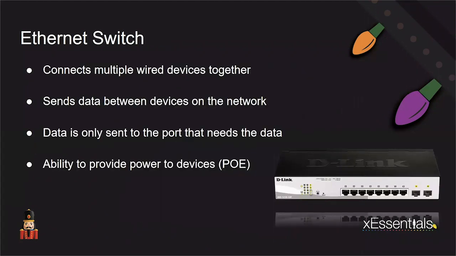So our first device, the most basic part of building a network, is your Ethernet switch. So the Ethernet switch connects multiple wired devices together, and we use it to send data between the devices on the network. The most basic networks really are just a couple devices plugged together in a switch, and that's how you can build a basic show network.